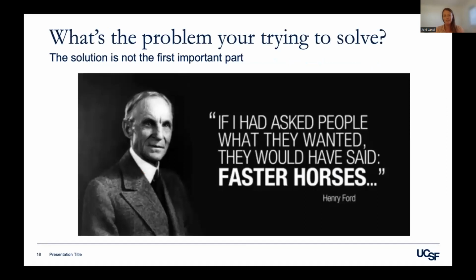And again, the solution is not the first important part, because if you ask people about what they want, you're not going to get the right answer. So you need to talk to customers about what their problems are and how they go about their daily lives and what is really bothering them or slowing them down.